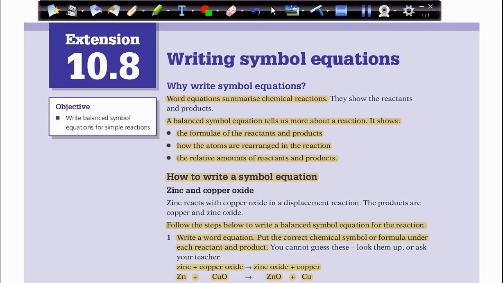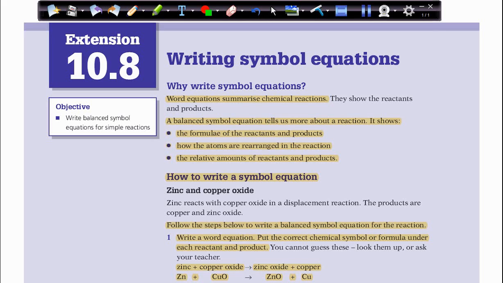Today in chemistry lesson we will study how we can write simple equations. Before, we learned about word equations, and we said these equations can summarize the chemical reactions that we are using. But it's so hard to identify the amount of reactants and products inside a word equation. So that's why we are using symbols.